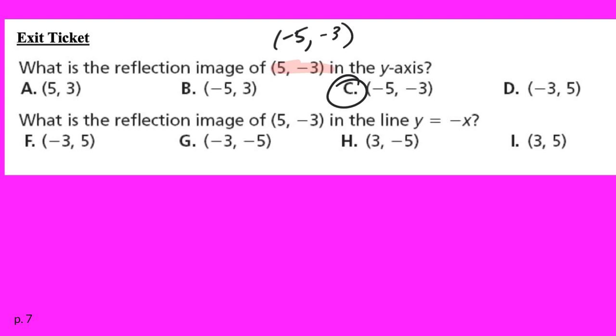For the second question, it says, what is the reflection image of 5, negative 3 in the line y equals negative x? If I'm thinking about my coordinate rule for y equals negative x, I know that I switch x and y, and I negate them. So I need to flip negative 3 and 5. So negative 3, positive 5. And I want to negate both the x and the y coordinate now. So I'm going to change the sign for negative 3 to positive 3 and positive 5 to negative 5. And so the answer that matches this is H.